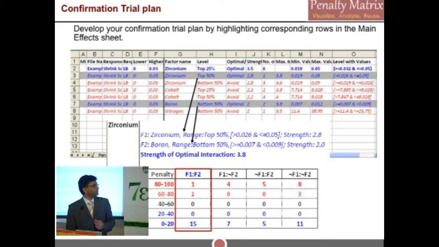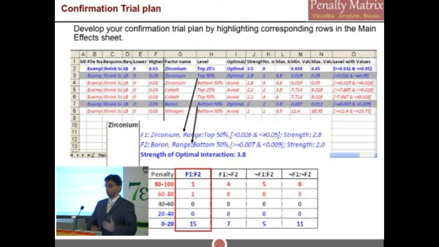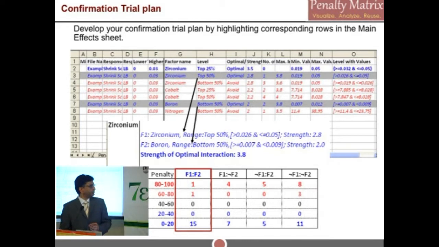Now, because you decided to keep zirconium in the top 50%, you look at all the interactions which zirconium top 50% makes, and also the interactions of zirconium bottom 50%. There are 3 interactions which are bad as well. So there is strong evidence to go for the top 50% of zirconium. If there is doubt, then you look at the penalty matrix for interactions, because you have a separate sheet of interaction penalty matrices. And when both are occurring, there is clear evidence, and then it agrees with your domain knowledge or published literature. Therefore, you can pick up boron also in the confirmation trial.